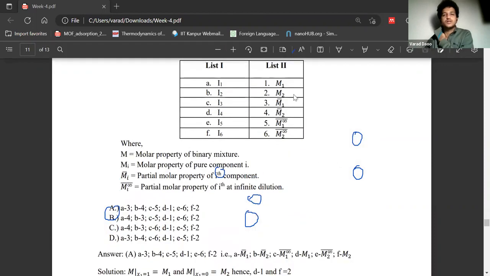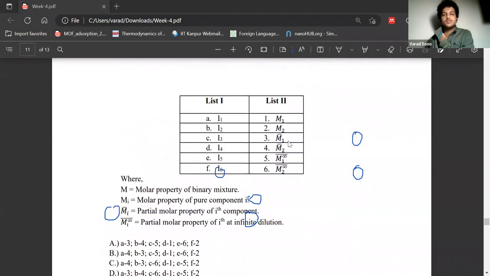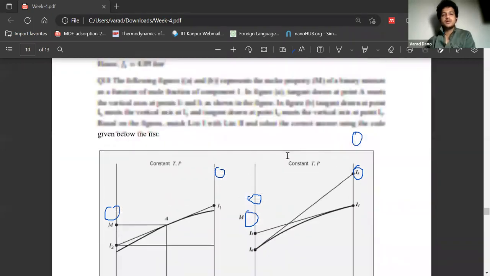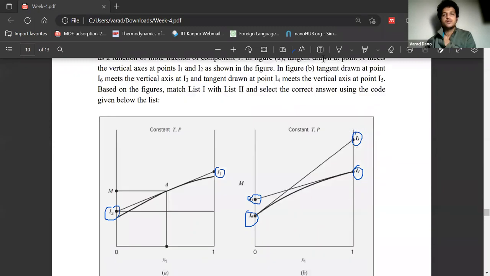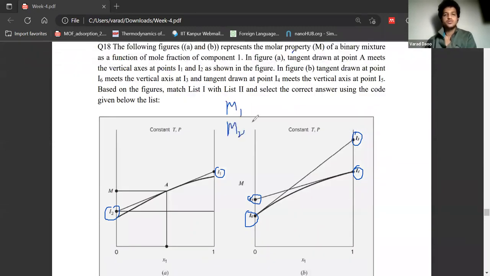So options are these, right? M1, M2, M1 bar, M2 bar, M1 bar infinity, M2 bar infinity. Which of these is M1? Which is M2? Which is M1 bar? Which is M2 bar? Which is M1 bar infinity? Which is M2 bar infinity? This is what we have to find. Once you get it, then you can write the answer. I'll give you 5 minutes to solve it.